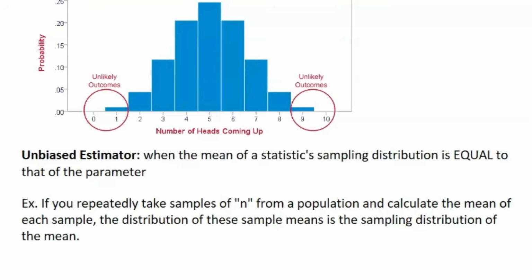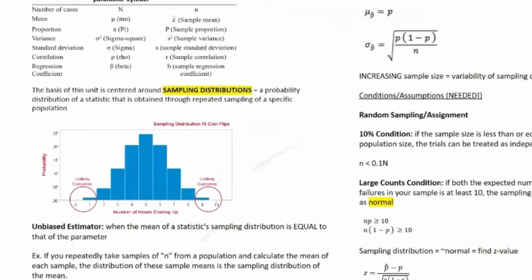Which is when the statistic's sampling distribution is centered at the parameter, right? Like we said before, the mean is an example of an unbiased estimator because if the mean of the population is 10, and we do repeated sampling and take the means of those samples, they should also equal 10 in the long run, okay?